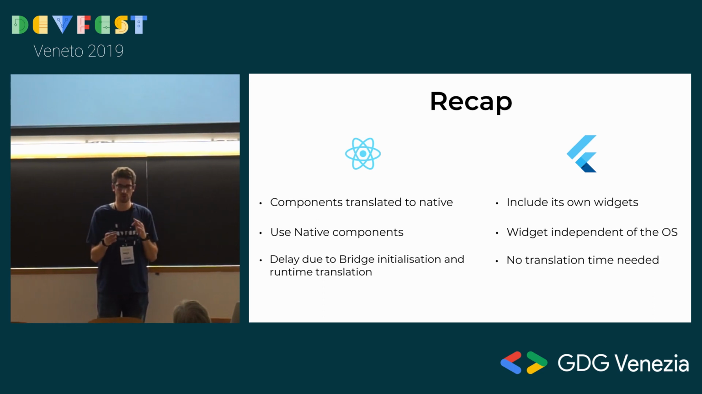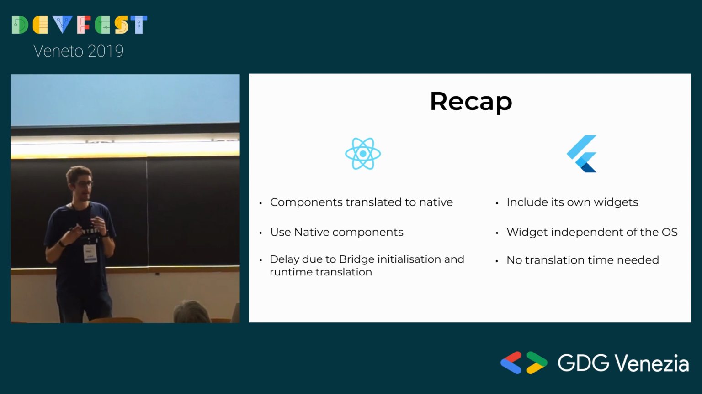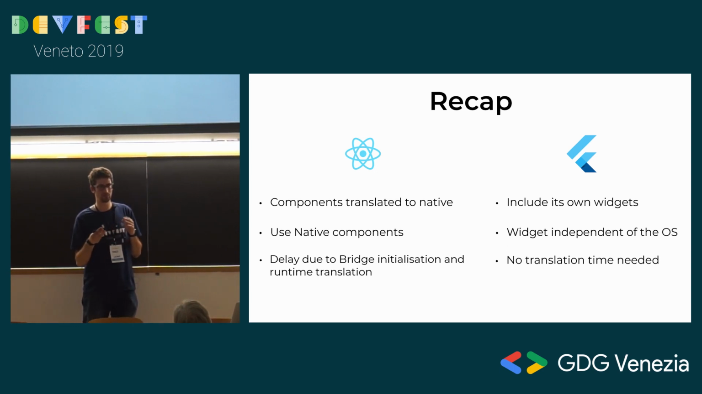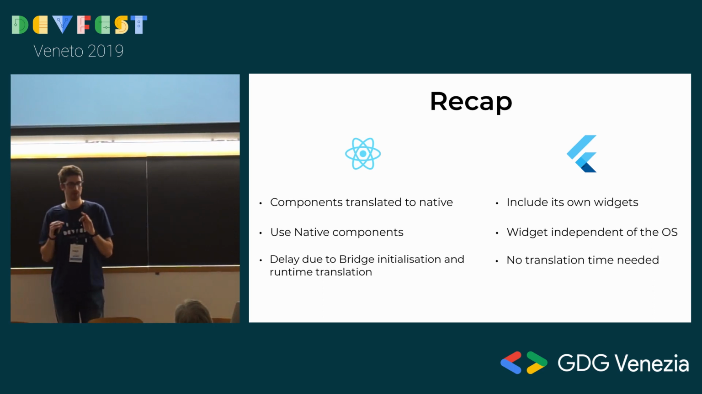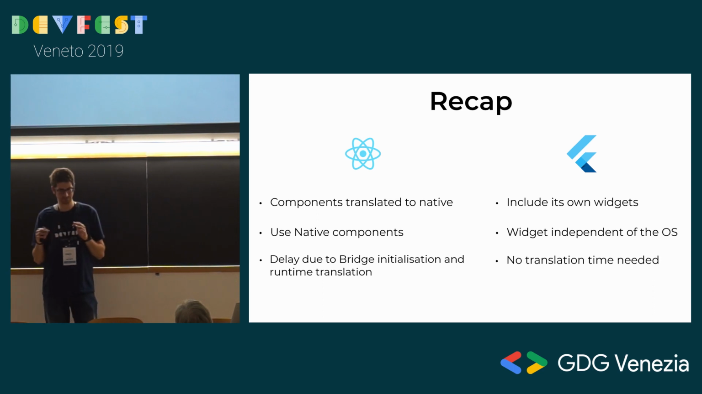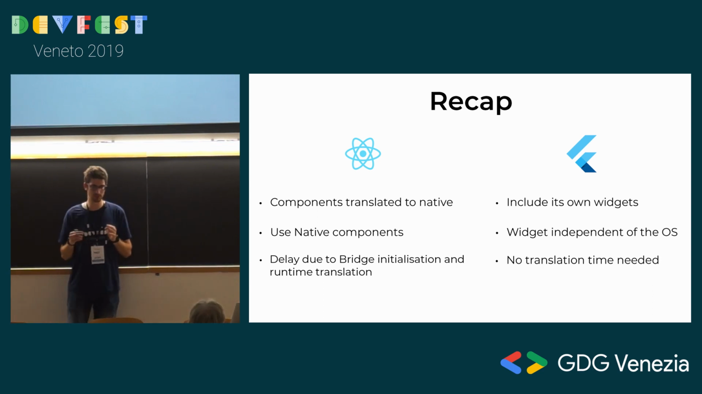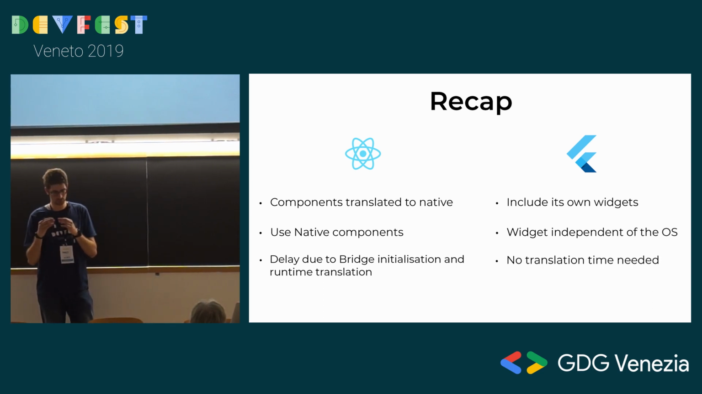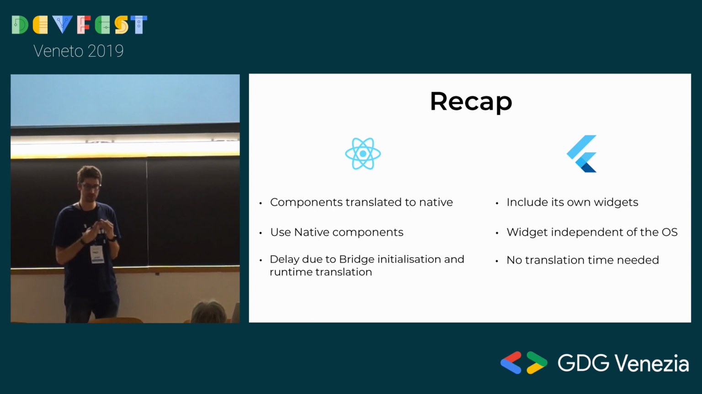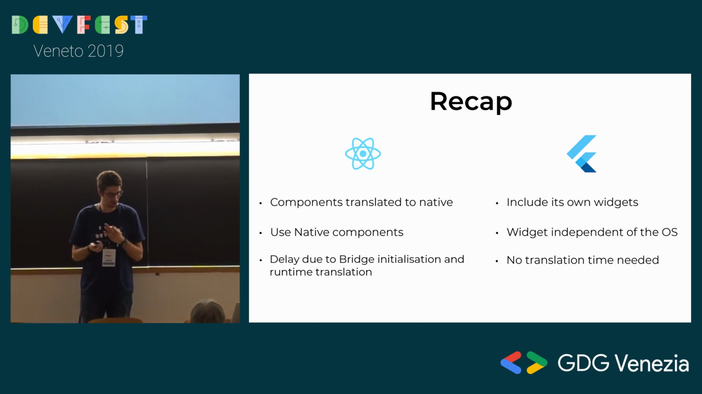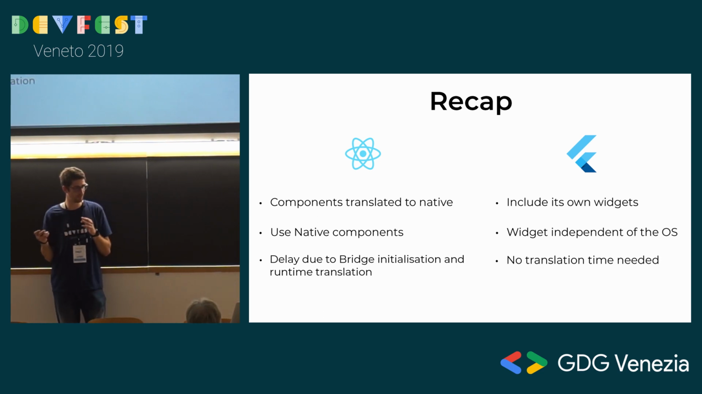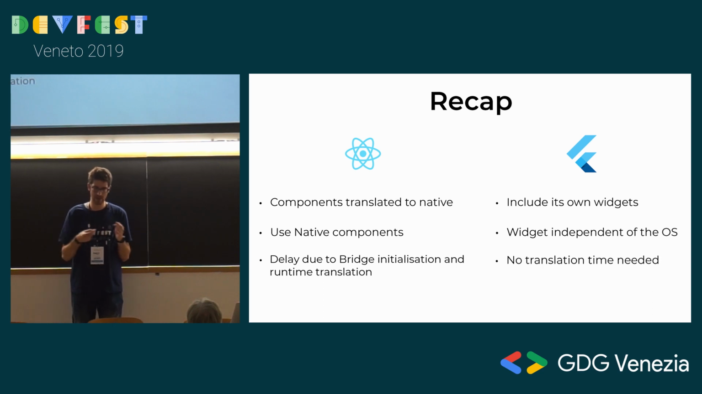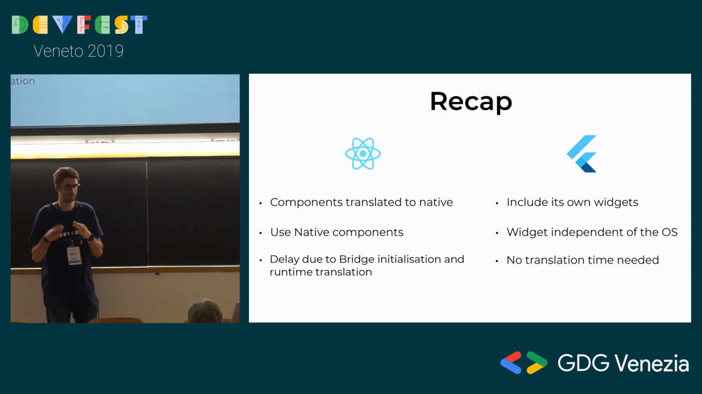If Google or Apple updates the text view with, I don't know, flowers, React Native, on paper, should work and render the flowers. Instead, Flutter no, because the Flutter team has to implement its widget with the flowers. And this is, of course, a con. But the pro is that in Flutter, we don't have all this translation time and slowness due to the bridge, because there is no bridge.